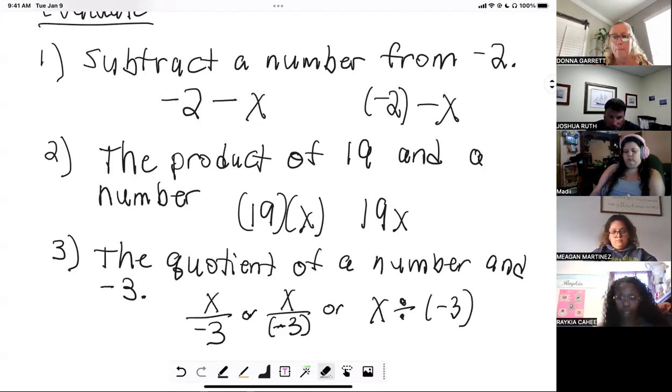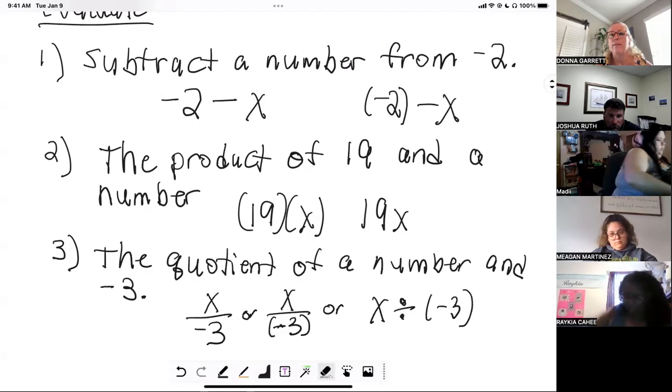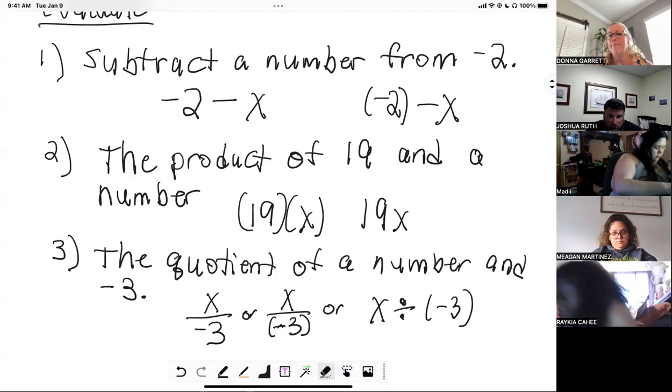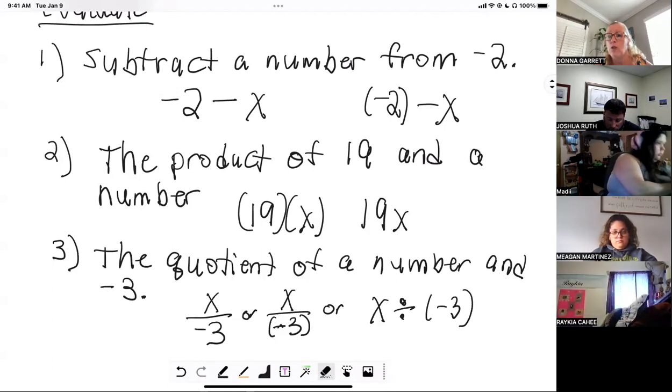So when it says "a quotient of a number and -3," the -3 is always at the bottom. Now, if it said "the quotient of -3 and a number," the -3 would be on top and the x would be on the bottom.